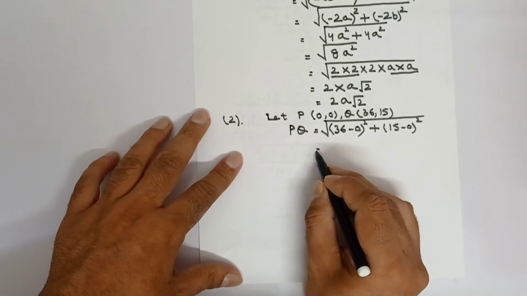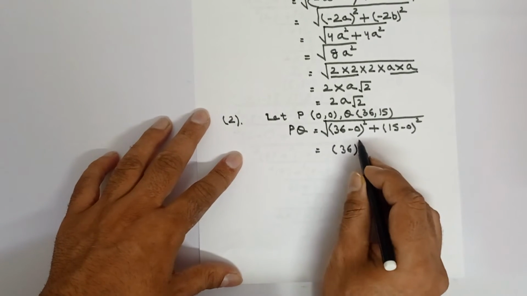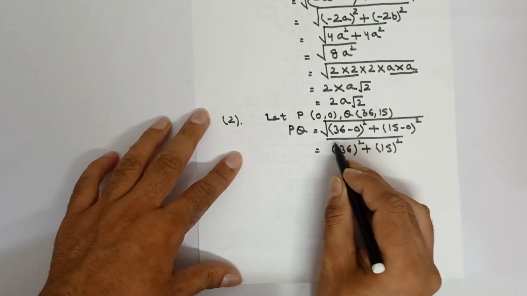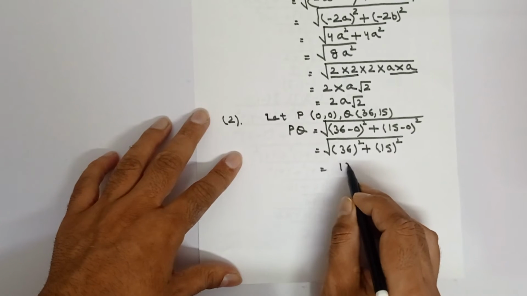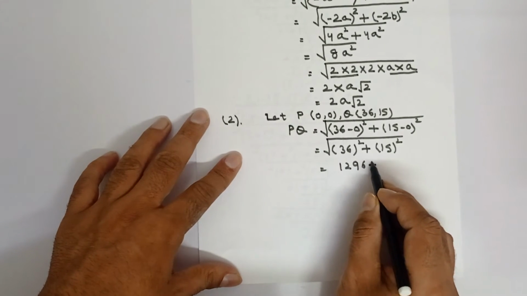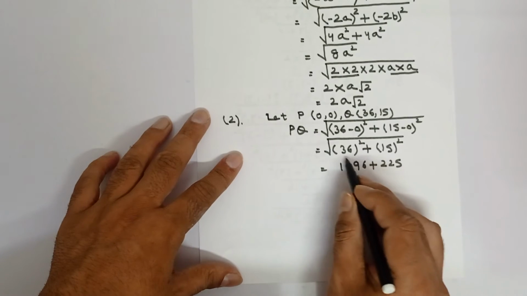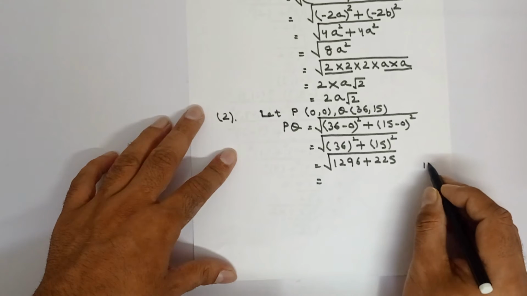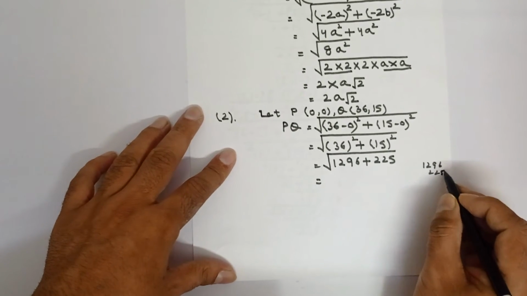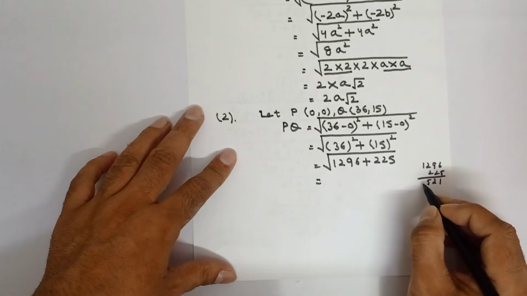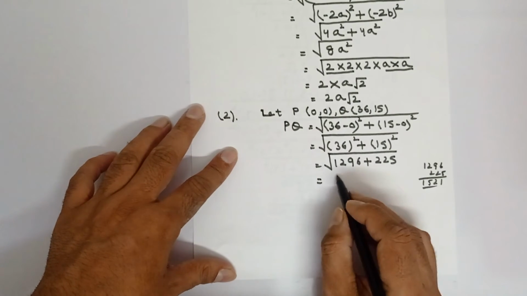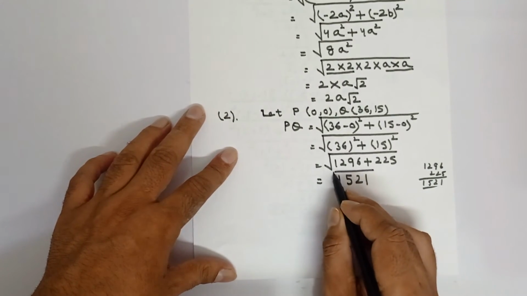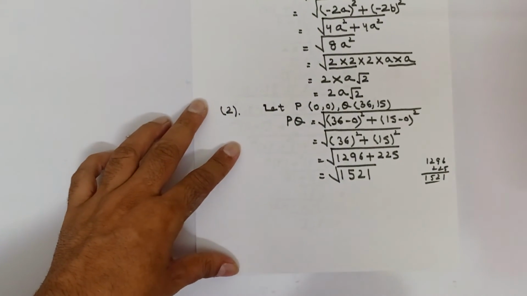So this will become 36 whole square plus 15 whole square. 36 square is 1296 and 15 square is 225. So you can add these 1296 and 225. This is 1521. 1521 under root. So we have found this distance.